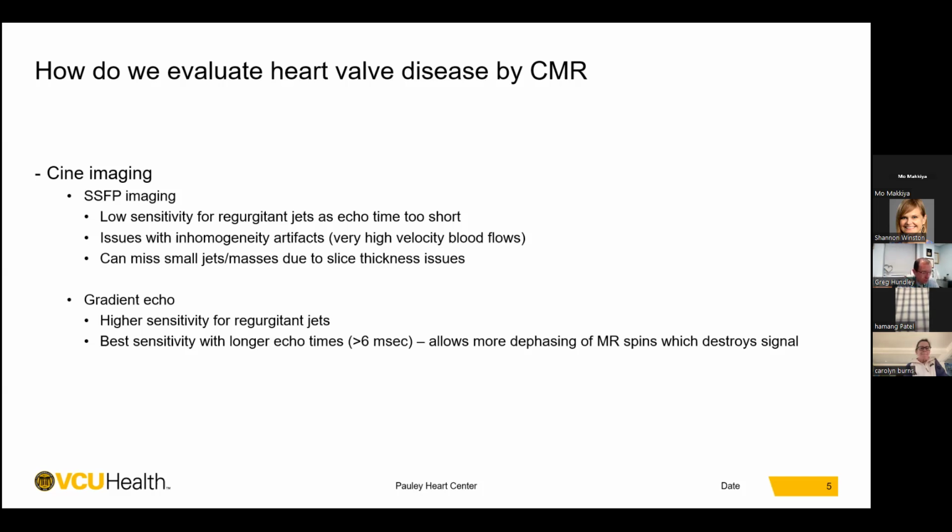We can also use gradient echo in evaluating valvular heart disease, which has higher sensitivity for regurgitant jets, with best sensitivity at longer echo times, which allow more dephasing of MRI spins and destroy signal. Keep in mind that a modern gradient echo protocol has a small echo time of around 3 milliseconds, so consider increasing that to increase the sensitivity.